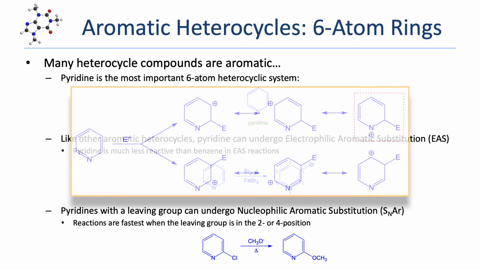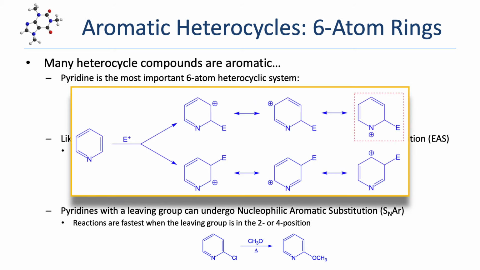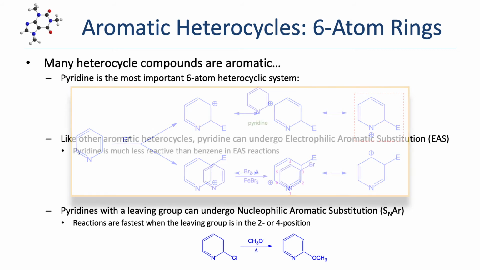If we look at the first step of the EAS reaction mechanism, we see that attack at the 2 or 4 position leads to a less stable intermediate in which one resonance structure places a positive charge on the electronegative nitrogen. Attack at the 3 position avoids placing the positive charge on nitrogen, leading to a more stable intermediate. The regioselectivity is kinetically controlled. The more stable intermediate formed from attack at the 3 position results in a faster reaction, producing more product.